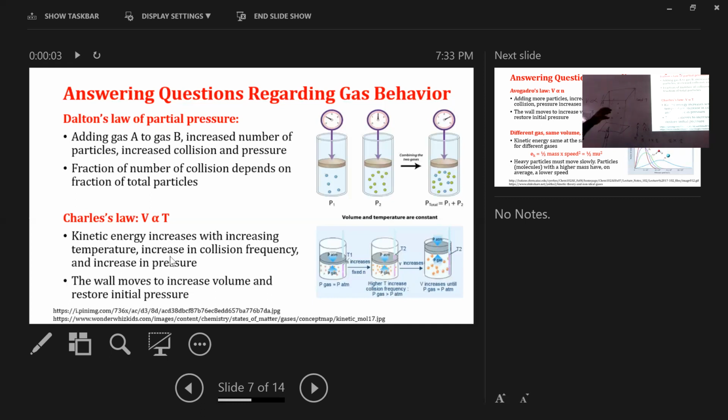Therefore, what will happen? Previously it had this much space in between. Now, if we are giving more heat as energy, then what will happen? It can move maybe up to this, like this, so that the movement or the kinetic energy will increase.